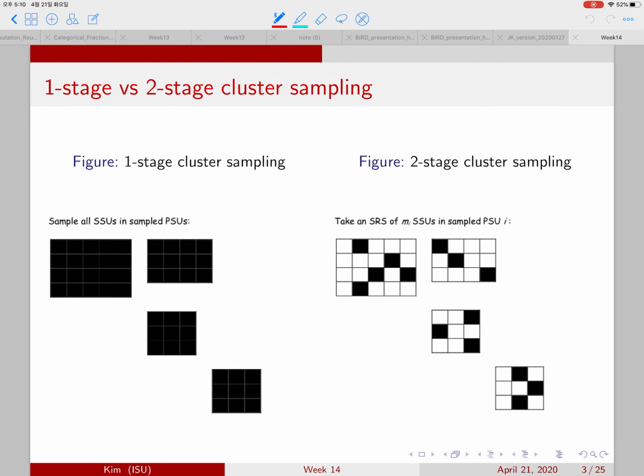The following figures give an illustration of the comparison between the first stage sampling and the second stage sampling. In single-stage cluster sampling, we select clusters, and once we select a cluster, we observe every unit, every element. However, in two-stage cluster sampling, the black ones are the sampled ones, and so we basically have fewer samples.